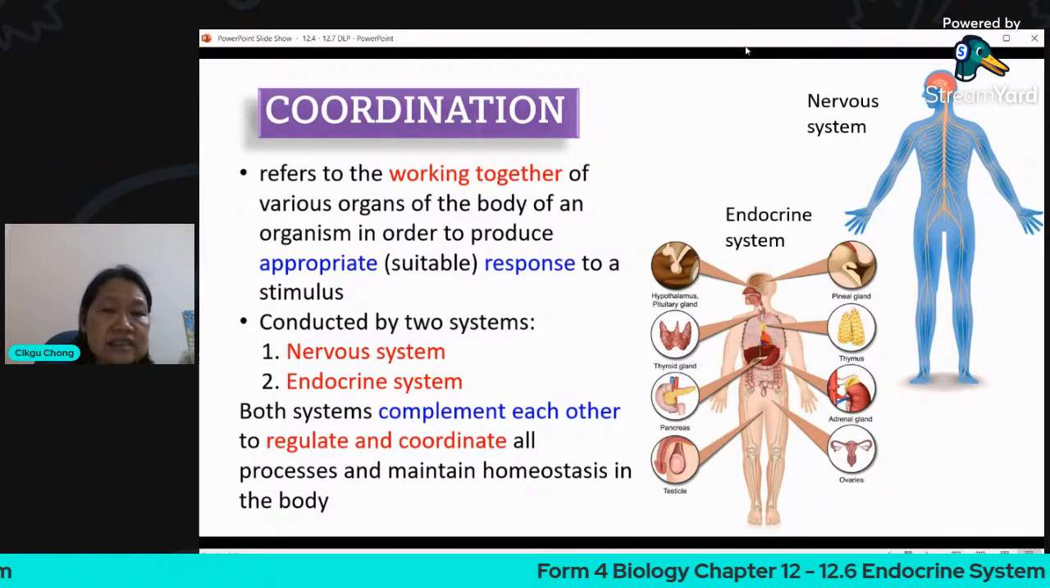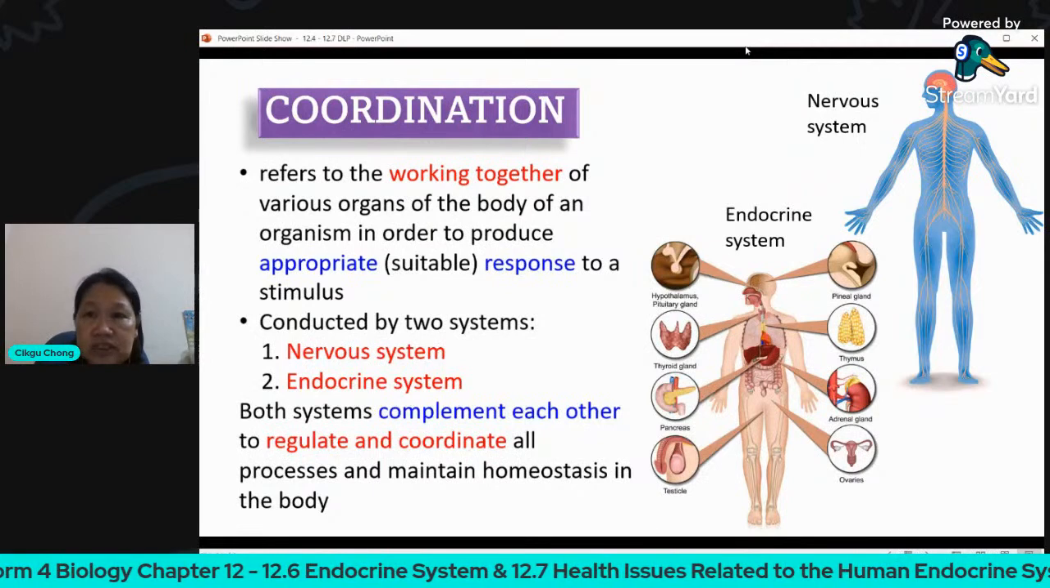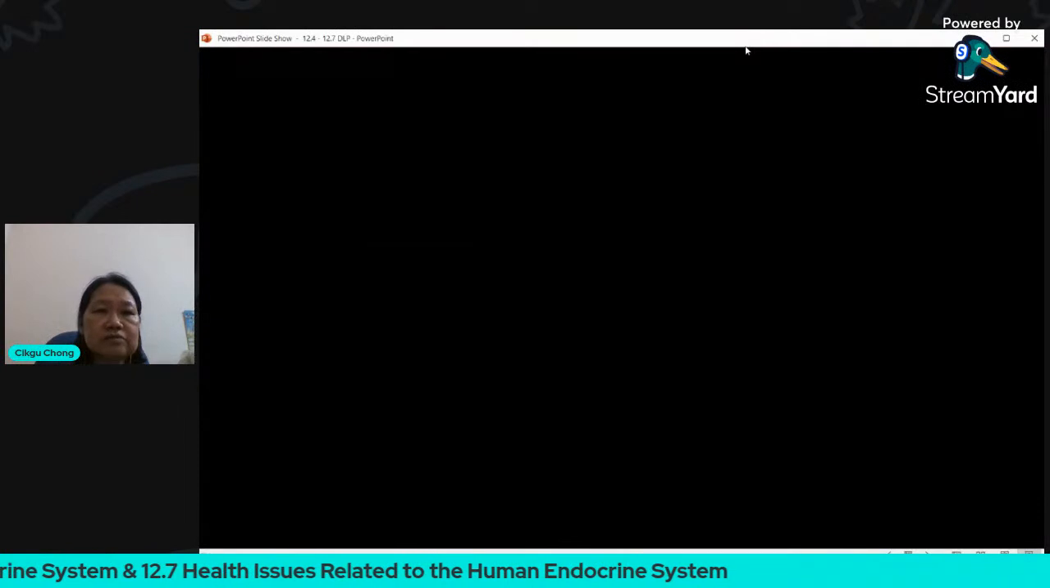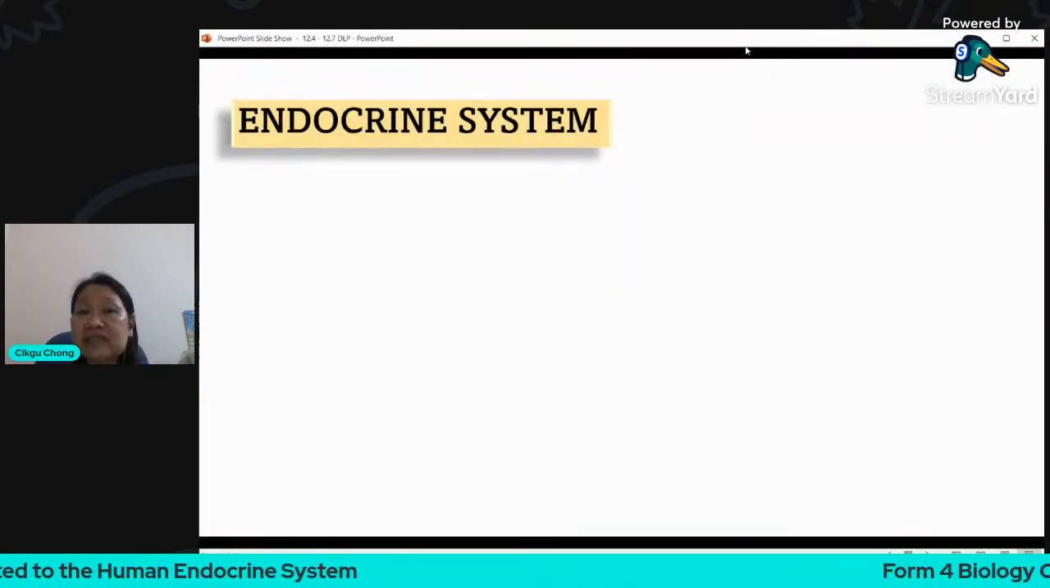This is homeostasis. It's the process to maintain a consistent and constant internal environment of the body, so your body, your cells, will function as normal. Okay, let's go on. Let's look at the endocrine system. What is the endocrine system?